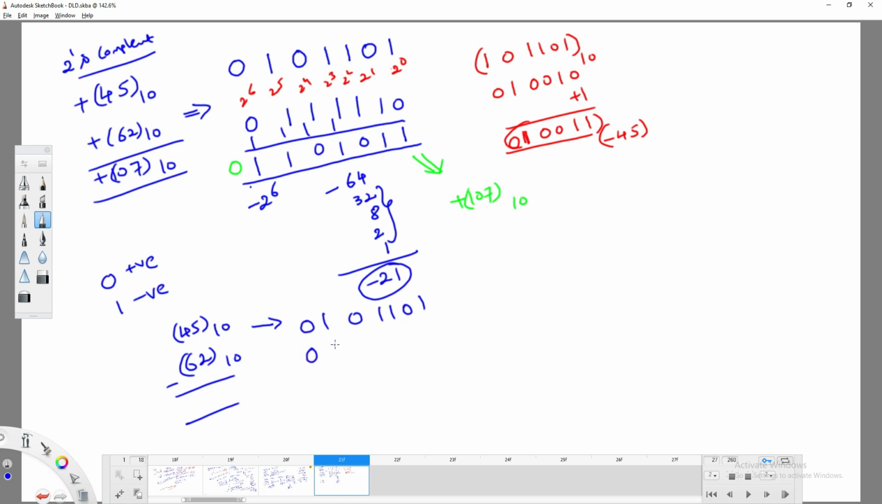0, 4 ones, 5 1 0. What is this once again? Is it negative 62? No, it is plus 62. You have to have minus 62. What is minus 62 here?